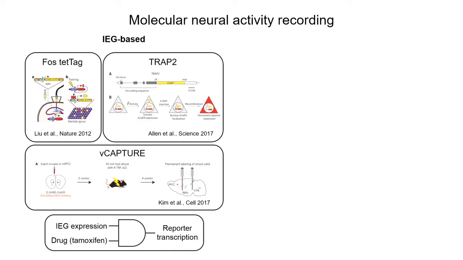And so to gate the time window of when that CFOS promoter is active, you can inject a drug in the animal, such as tamoxifen or doxycycline. And so these are the two sort of inputs into this AND gate logic. So you have to have immediate early gene expression, which is the reporter of neural activity, and you have to inject this drug into the animal, which gates the time window of recording.